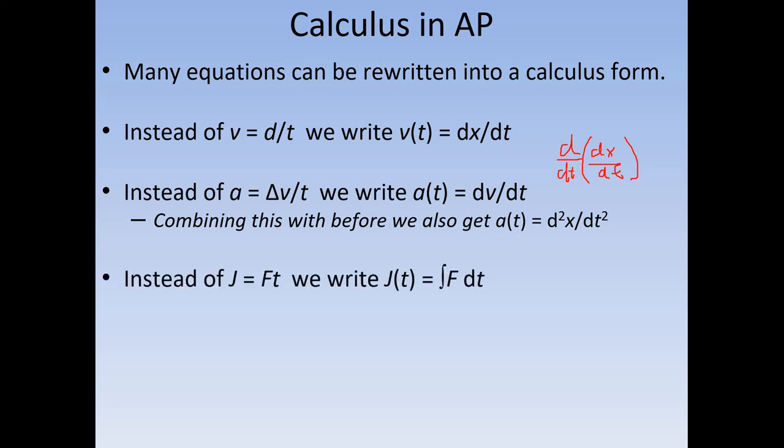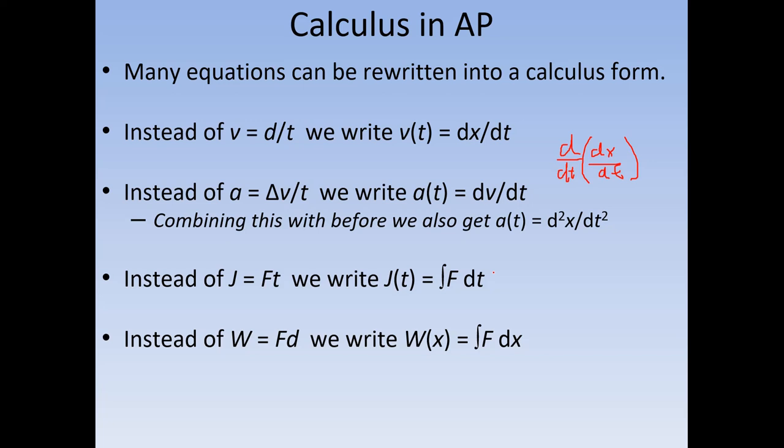Continuing on, instead of writing J equals FΔt, I could actually rewrite this as J is the integral of F times dt, basically saying that I have to take the integral of the force with respect to t. Again, that's kind of what this dt is telling us. It's always about what we are doing it with respect to. Instead of writing the work equation as force times distance, we could rewrite it like this.